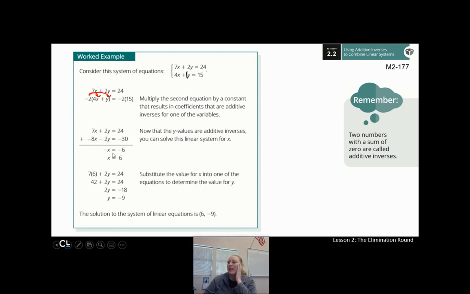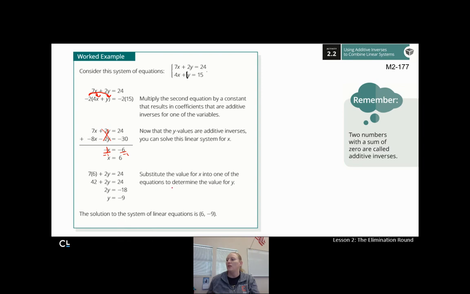7x plus a -8x is -x, -1x if you'd like. Do you want to put a 1 on it? Would that make you feel better? -1x. Oopsie. And of course, 2y minus 2y, those will cancel out. 24 minus 30 is a -6. And last but not least, you can divide both sides by a -1, and you find out that x is 6.